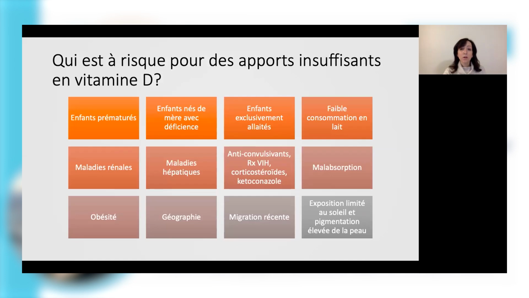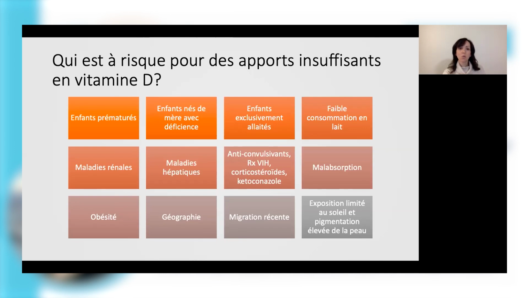Who's at risk for vitamin D insufficiency? So obviously premature babies, children who are born with moms who are very deficient themselves, because the first 2 to 3 months of your vitamin D intake, if you're not taking supplementation, actually comes from the mom. So the child is born with about 70% of the vitamin D stores that the mom has. So if she's already deficient, then the child already starts off further behind. Obviously, kids who are exclusively breastfed and don't have supplementation.